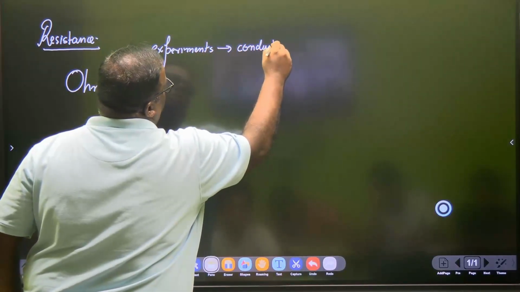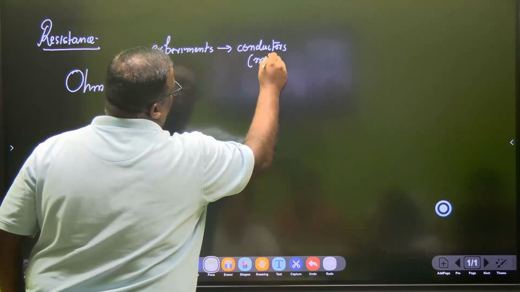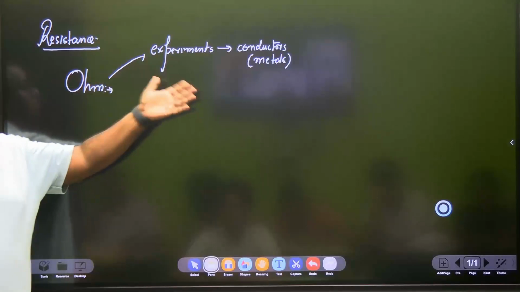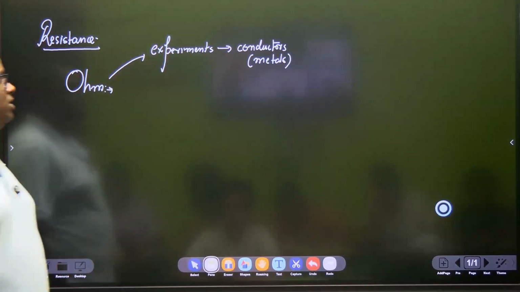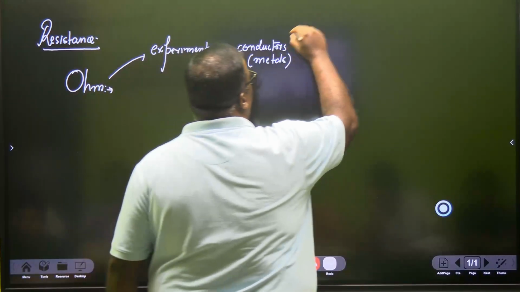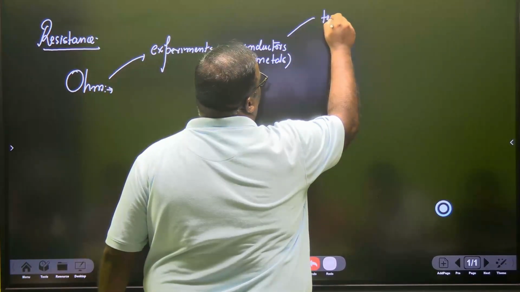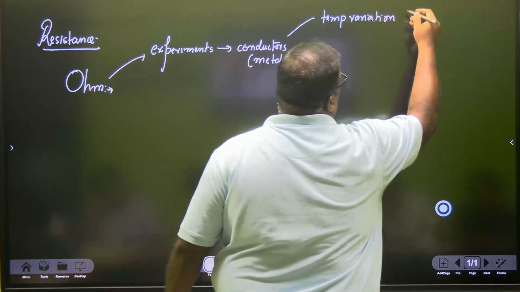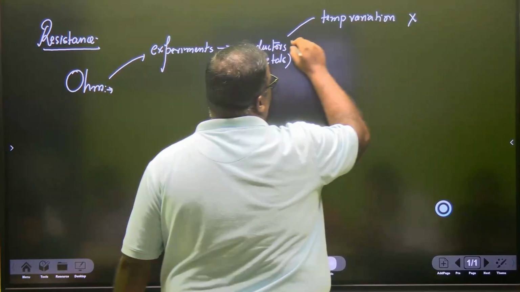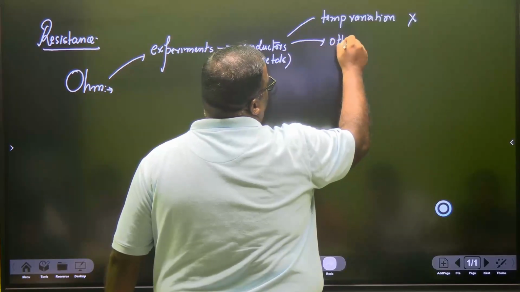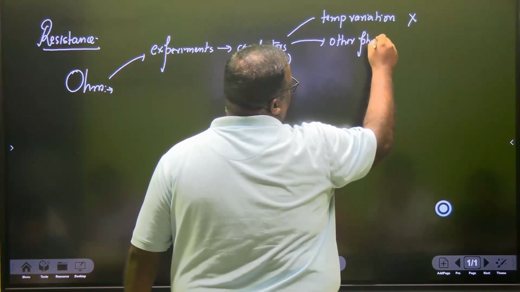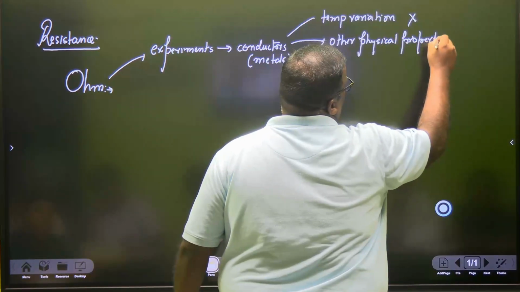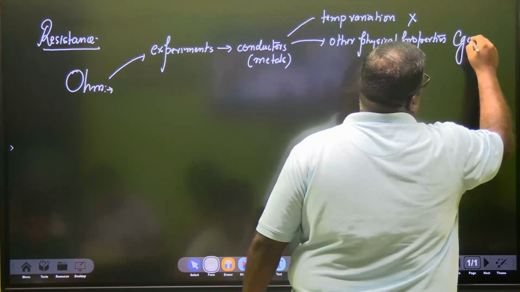conducted for conductors. In this chapter, whenever we say conductors, we are actually referring to metals. While these experiments were done, care was taken that there would be no temperature variation. And there is a term called other physical properties. This typically means the geometry.